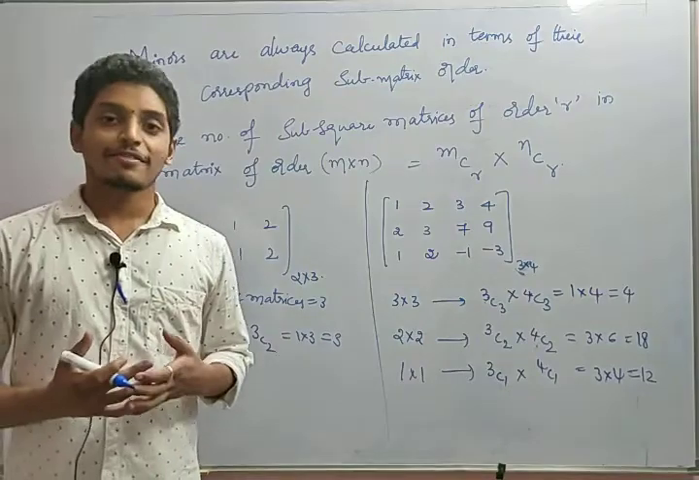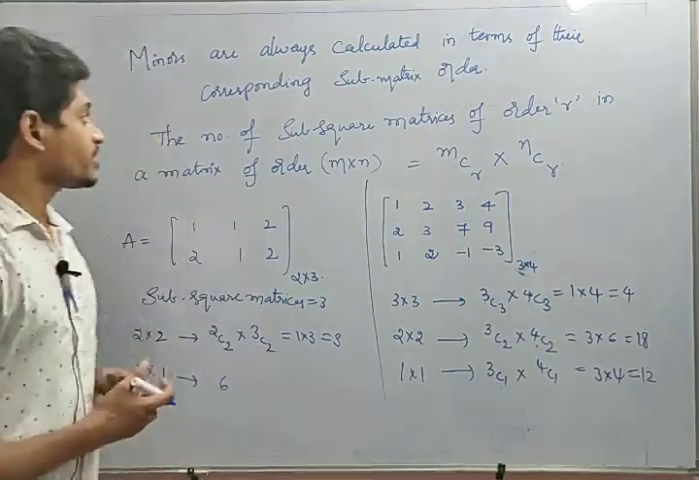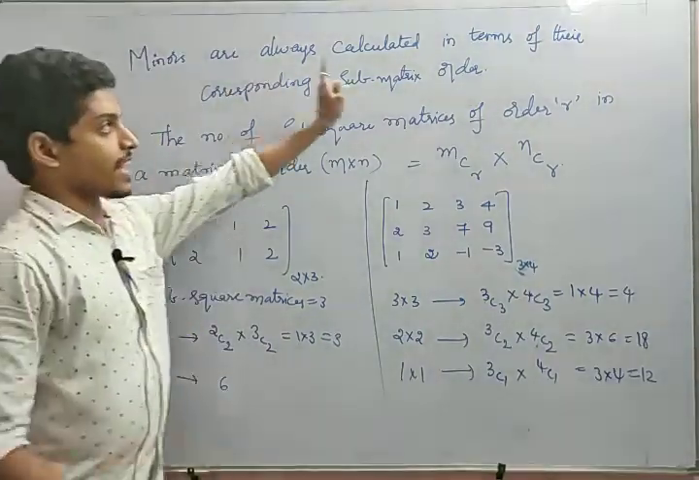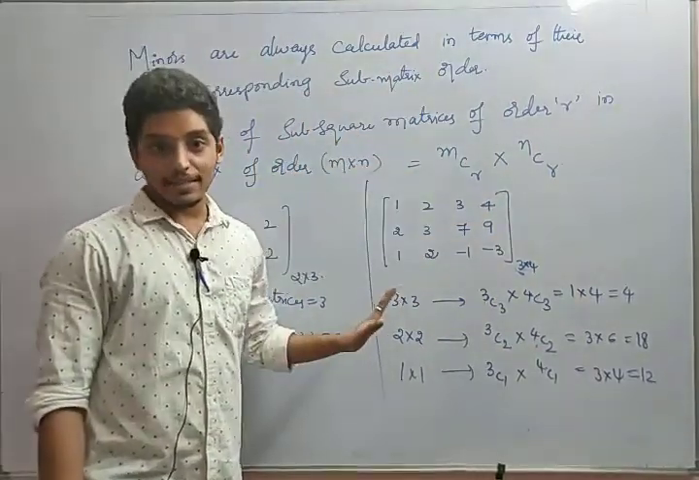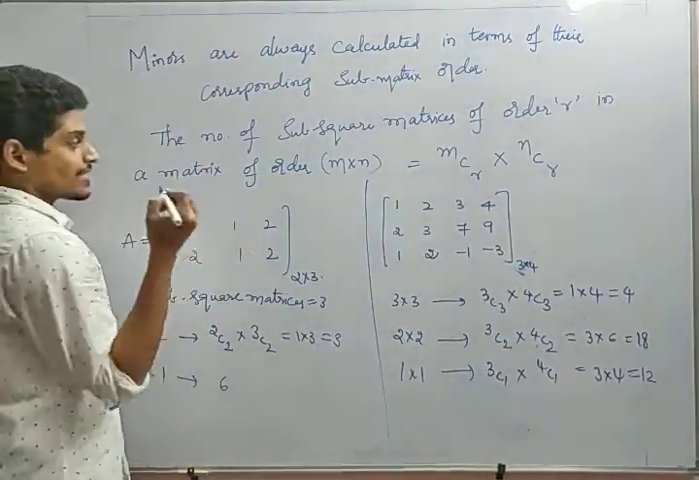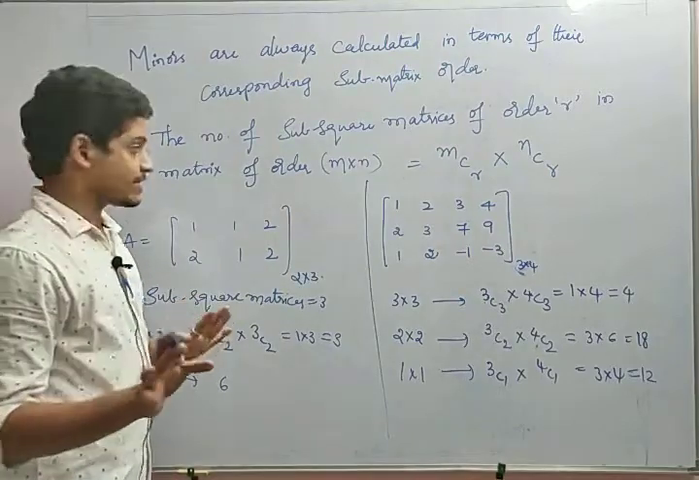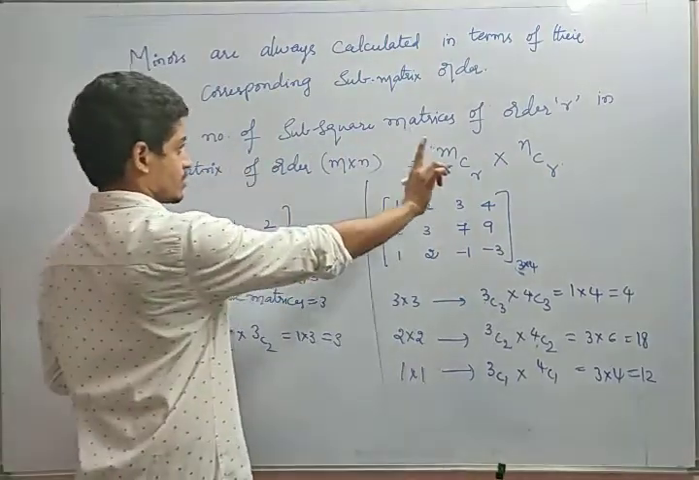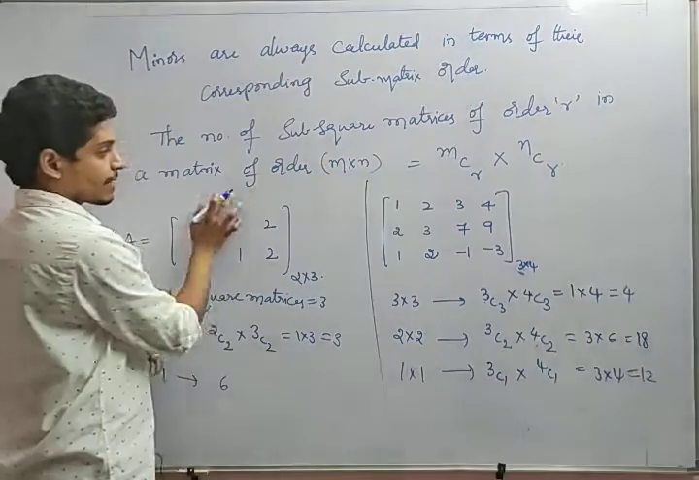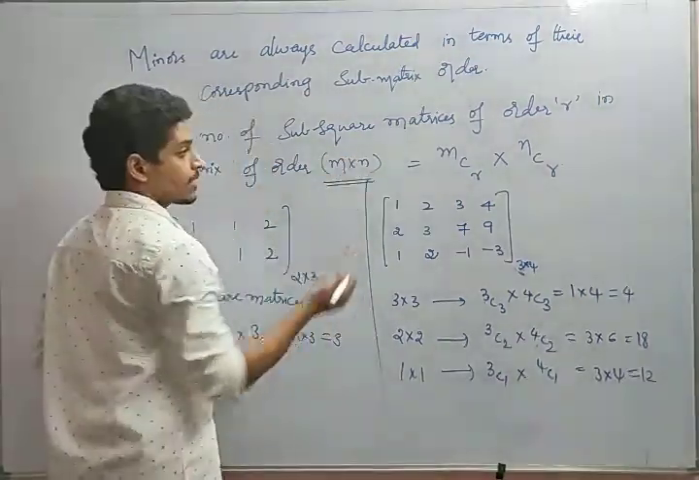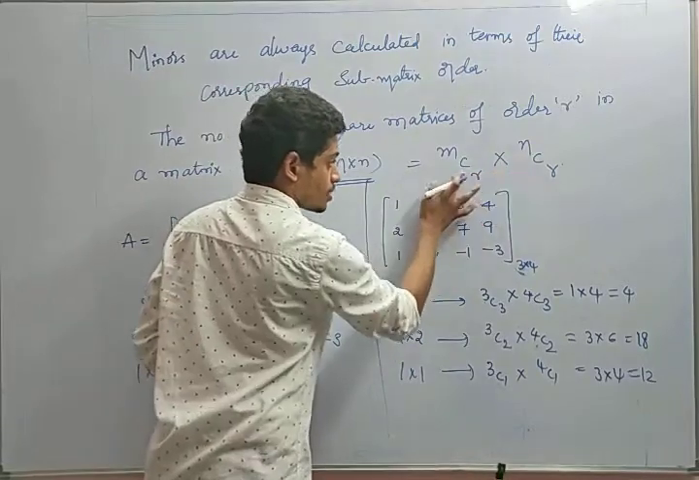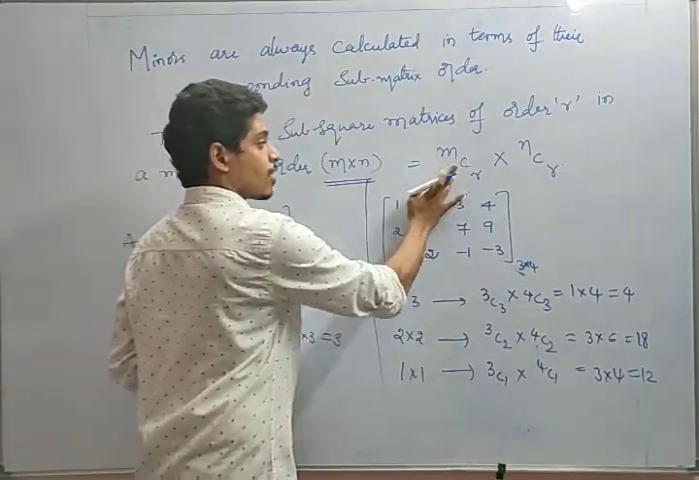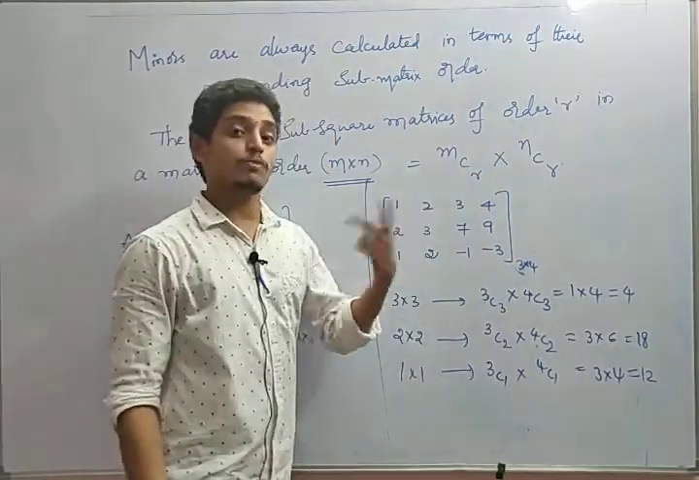Okay, friends, now we are going to see minors are always calculated in terms of their corresponding submatrix order. Listen carefully. Now I am going to explain what a subsquare matrix is. The number of subsquare matrices of order R in any matrix of order m by n is equal to mCr into nCr. These are called combinations. I will be discussing these combinations in permutations and combinations before probability.